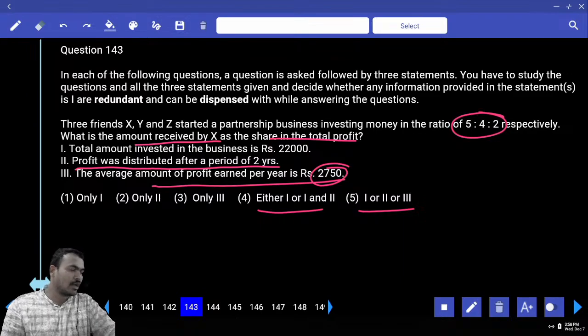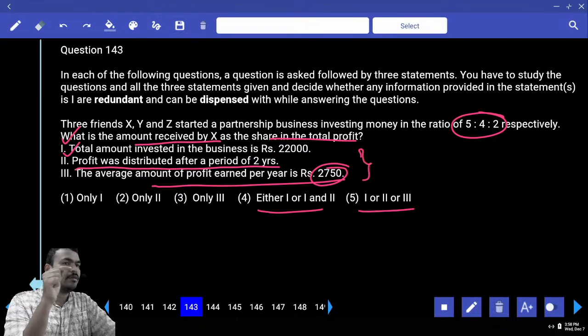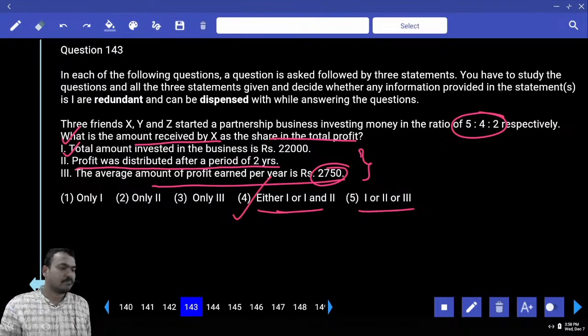5500 or not? Okay. If only 3 alone gives the answer, in that case which one is redundant? 1 and 2 are. If 2 and 3 combined give the answer, or the second and third statements together give the answer, in that case which one is redundant? 1 is redundant or not? Then the answer is either 1 or 1 and 2, or not? Which option? Fourth option or not?